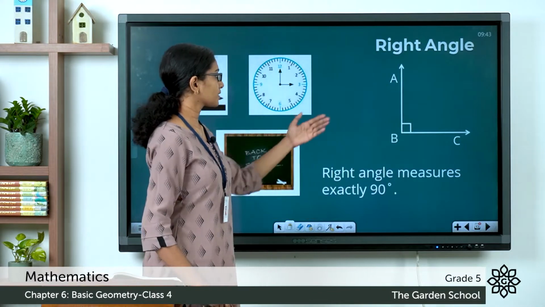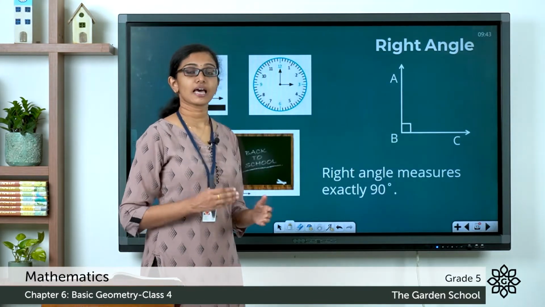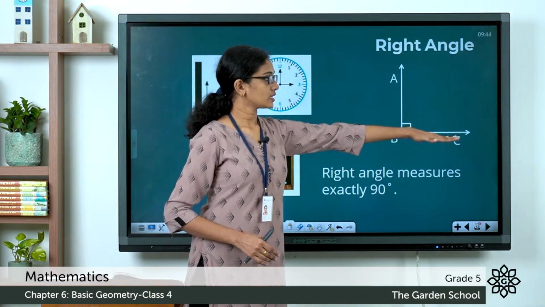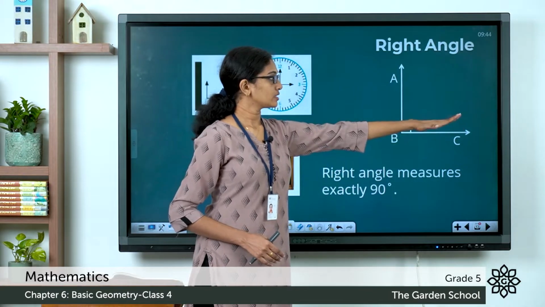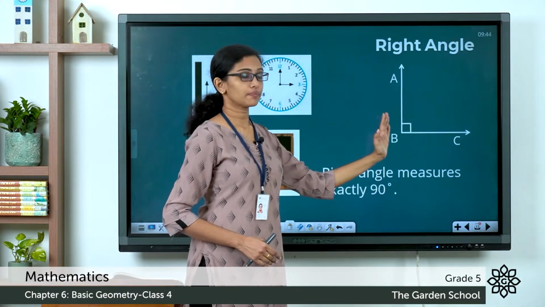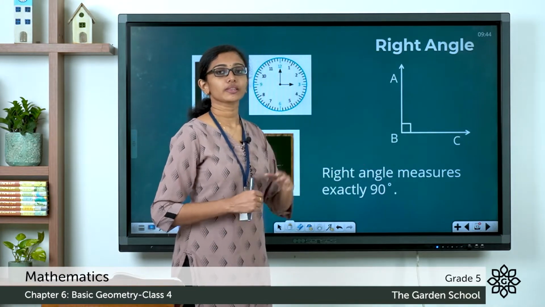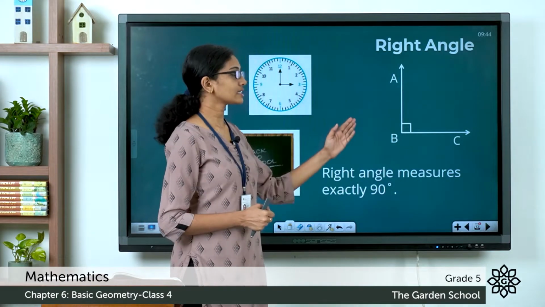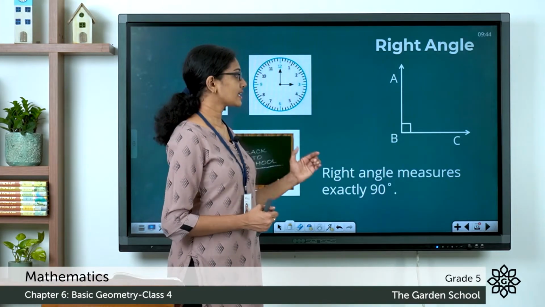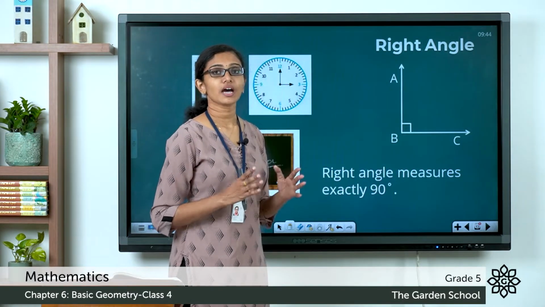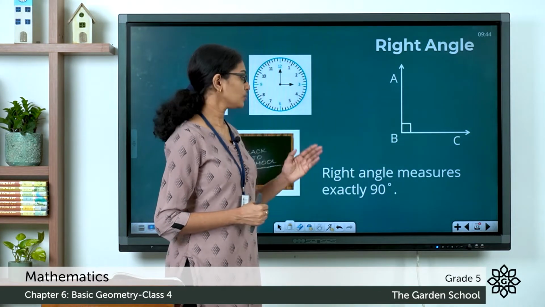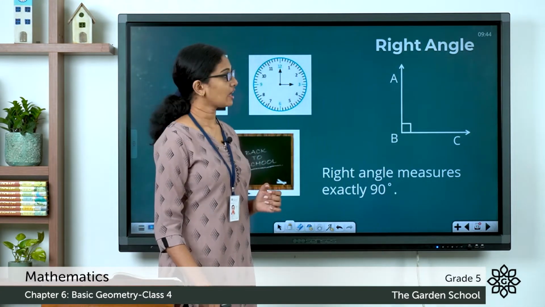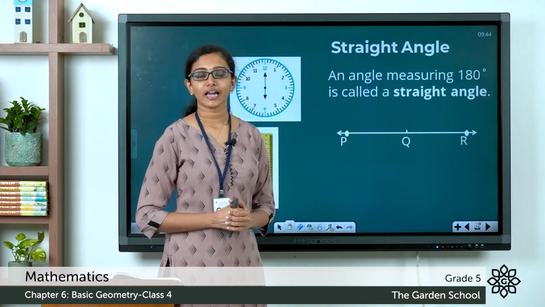So such angles like this, which measure 90 degree, like we learned in the previous class, if you rotate a ray or a line towards the left or the right and it reaches a point where it coincides with the center of the protractor, the angle will be 90 degree exactly. So angles like this, which measure exactly 90 degree, are called right angles. So a right angle measures exactly 90 degree. Clear? Now let's learn about straight angles.